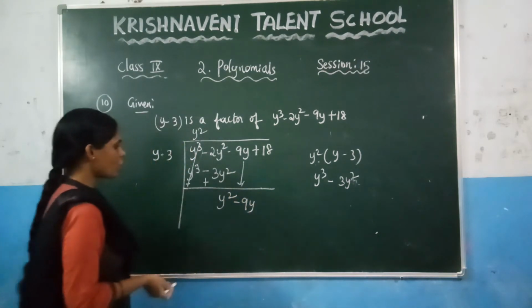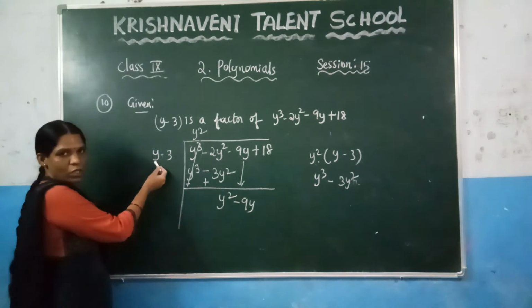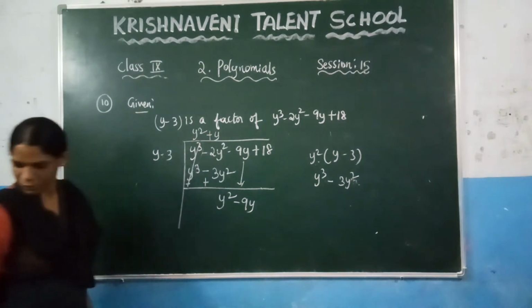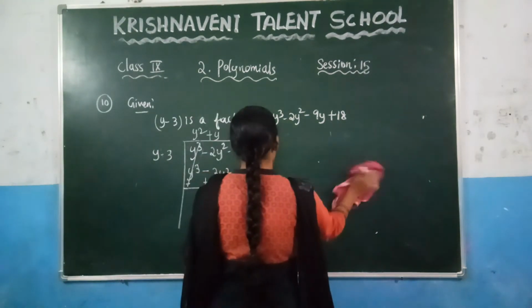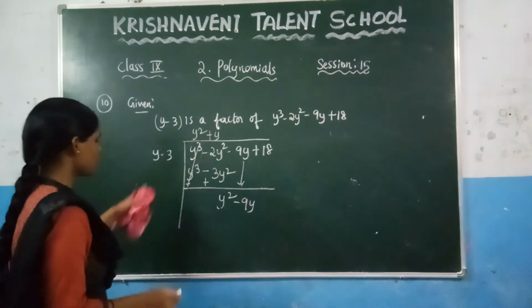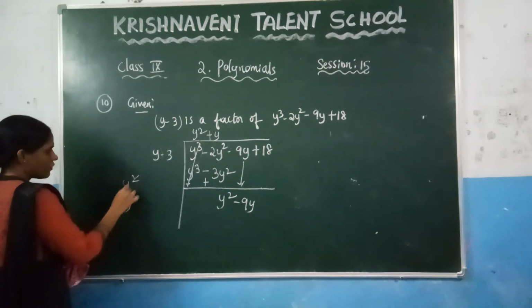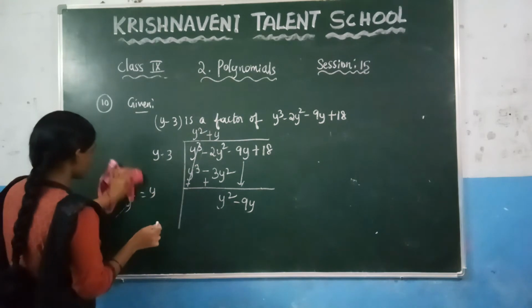Now again follow the same procedure: divide y square by y. What do you get here? You will get plus y. So write it here, plus y. Here you can check it. What we need to do is divide these two values, y square by y. Here 1y will get cancelled. You will get here y. So this is the second term in the quotient.